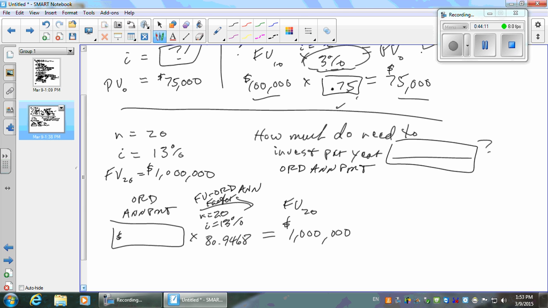Anyway, how much is your payment going to be every year? Divide 80 into a million. 12,000. That's it. If you're in a pretty high income bracket, you might be able to pull that off, right? But if you're in a pretty high income bracket, $1 million is not going to be enough to live on, because people get used to what they make.